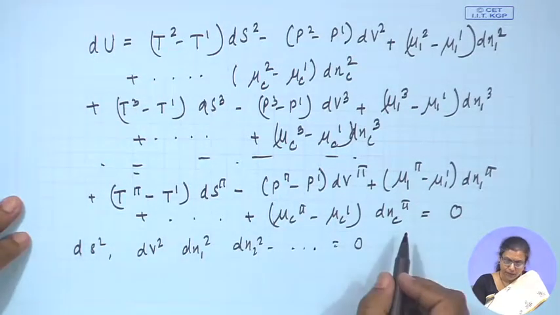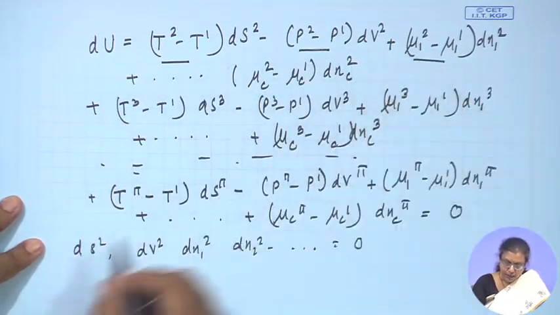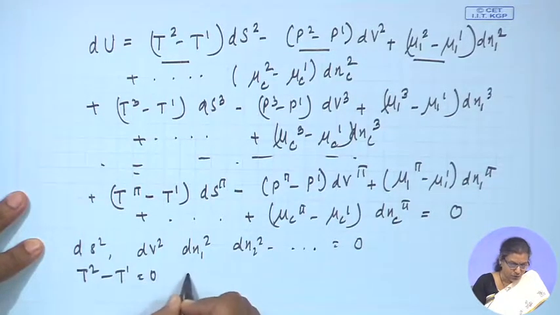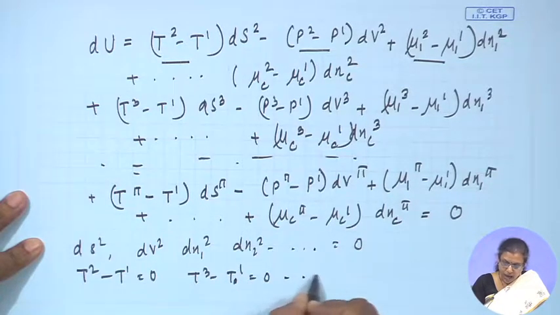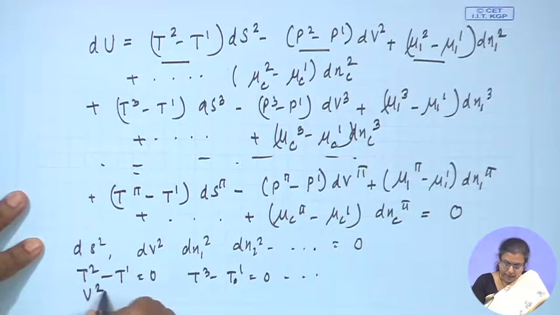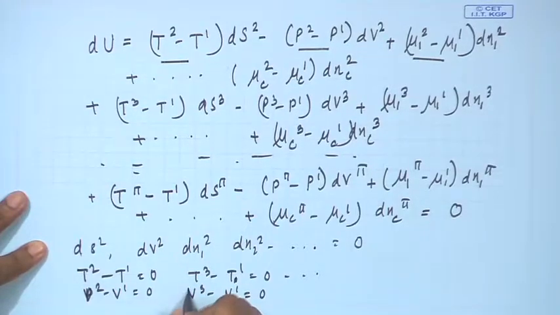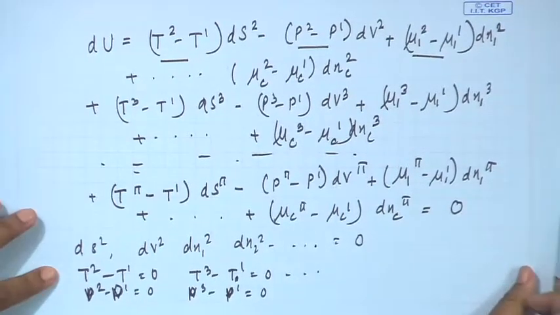And what does it imply? It automatically implies that each of these terms will be individually 0 provided T2 minus T1 equals 0, again T3 minus T1 equals 0, and so on. The same way I can write P2 minus P1 equals 0, P3 minus P1 equals 0. So, in general, from here, what do I deduce?